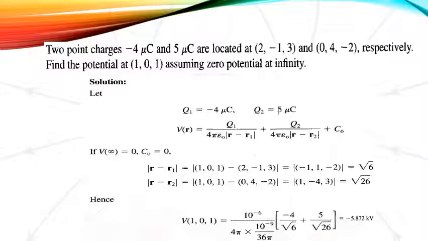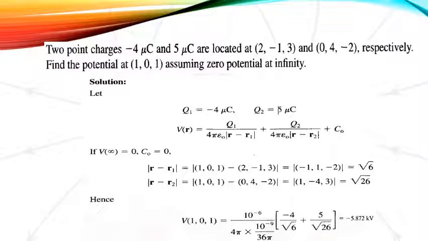First you need to calculate the distances |R minus R1| and |R minus R2|. That can be obtained by subtracting the points from R. Here R is (1, 0, 1) minus R1, which is (2, minus 1, 3). Similarly, R minus R2 means (1, 0, 1) minus (0, 4, minus 2). You have the values as root 6 and root 26.